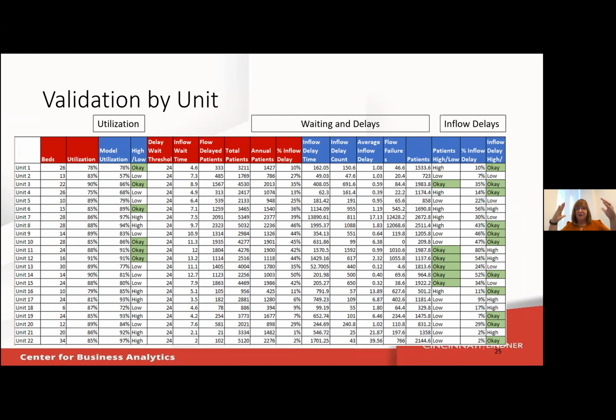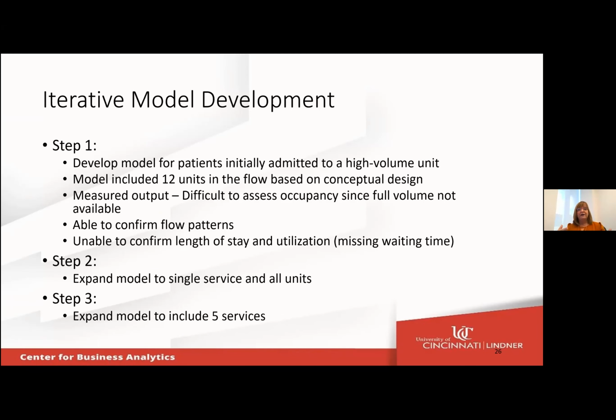So finally, that gave you a picture of our whole model. How did we develop it? Well, we used an iterative development. Once we developed that conceptual process, we decided to develop it for one unit. We started with one high-admission, high-volume unit, and we modeled that out. As we developed our discrete flow distributions, we discovered that it flowed to 12 units. Then we started to measure and see how it did. We were able to confirm flow patterns very well with that initial assessment. We weren't able to confirm length of stay and utilization because our system wasn't busy enough.